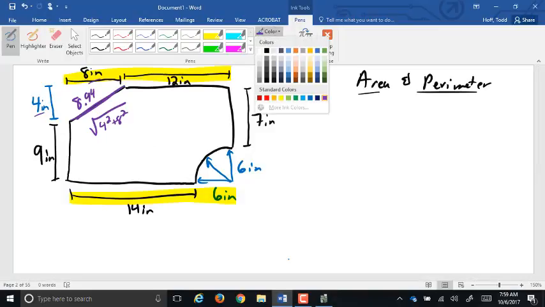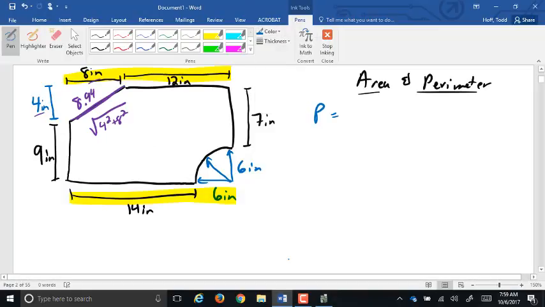So for perimeter, we got to do the circle here as well. That's going to be pi times 12 divided by 4, right? Because it's a quarter circle. So that's going to be what, 9.42?